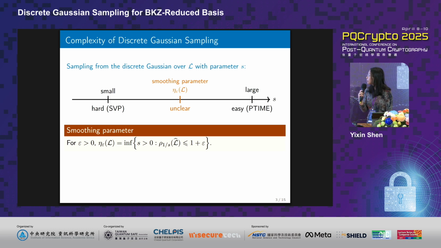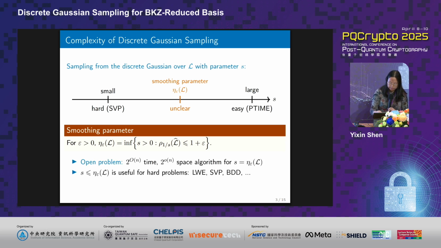And somewhere in between, there is this smoothing parameter. So I give you the definition here, but you don't really need to understand it. It's just the threshold that separates the two worlds, the continuous world and the discrete world. And indeed, it's already difficult to sample from the discrete Gaussian at the smoothing parameter. So it's not known, for example, if we can do the sampling in exponential time but only sub-exponential space. And if we can do so, then this will be a major breakthrough.